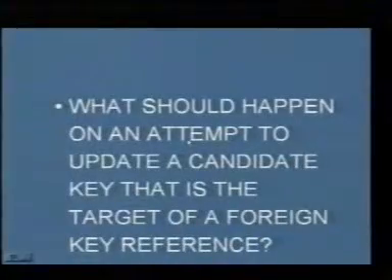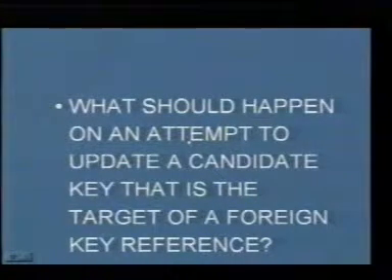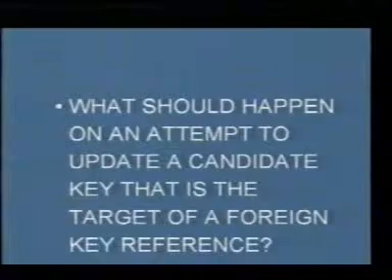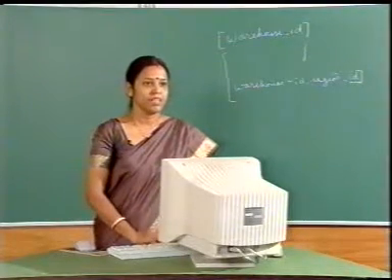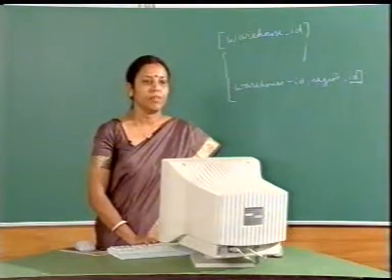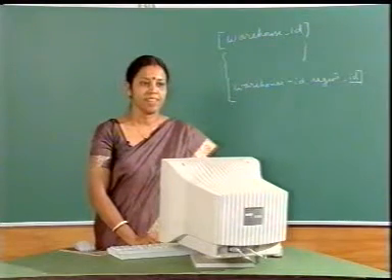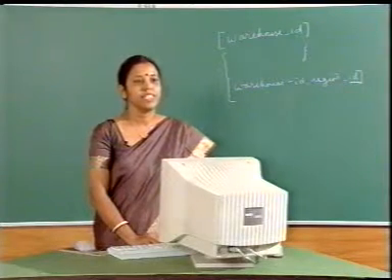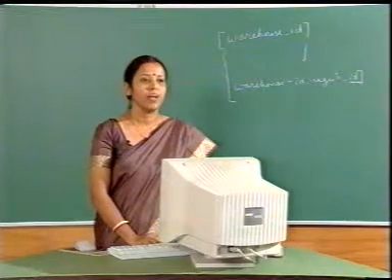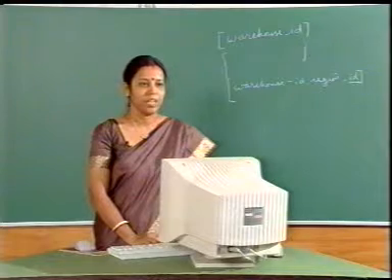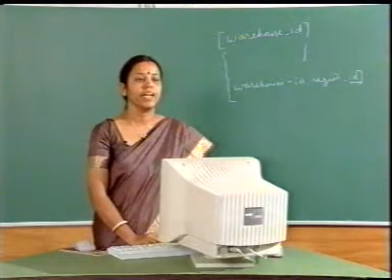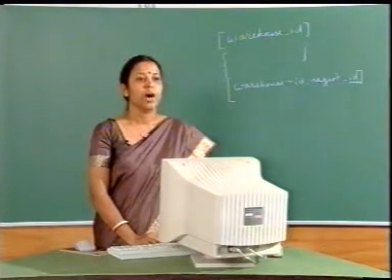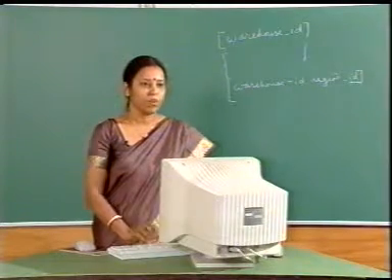Now the next question is, what should happen on an attempt to update a candidate key that is the target of a foreign key reference? A similar answer applies. There are two possibilities. One is restricted, another is cascaded. In restricted, the update operation is restricted to the case where there are no such matching values. But in cascaded, the update operation cascades to update all the matching values also.